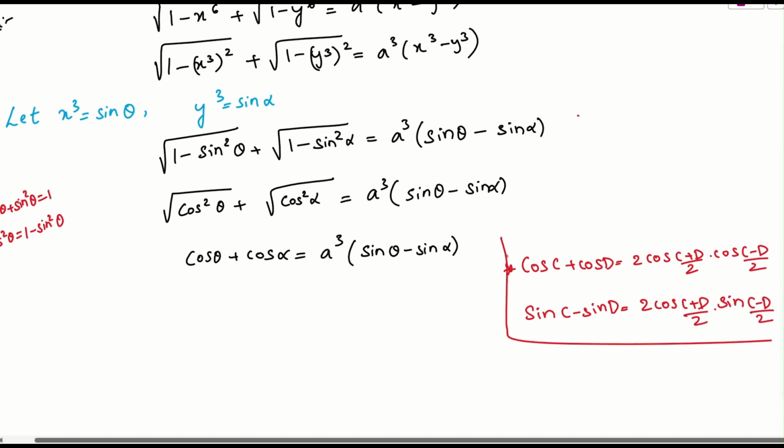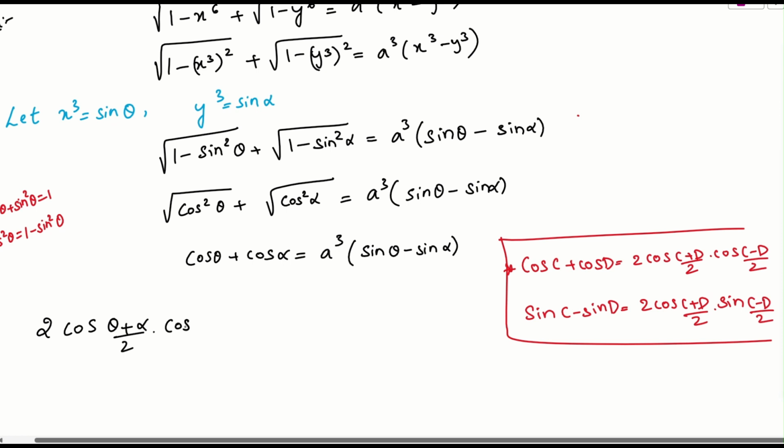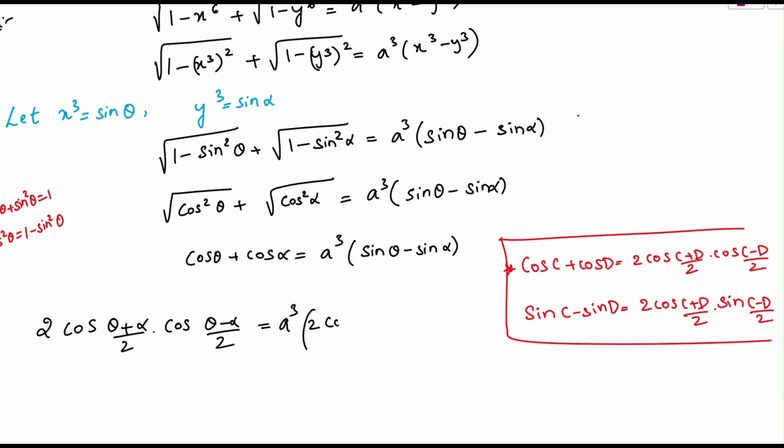So I will be applying the same formula in this case. Is it okay? Yeah. On the left side, cos c plus cos d becomes 2 into cos of (theta plus alpha) by 2 into cos of (theta minus alpha) by 2, which equals a cube times, on the right side, 2 into cos of (theta plus alpha) by 2 into sin of (theta minus alpha) by 2. Is it okay?